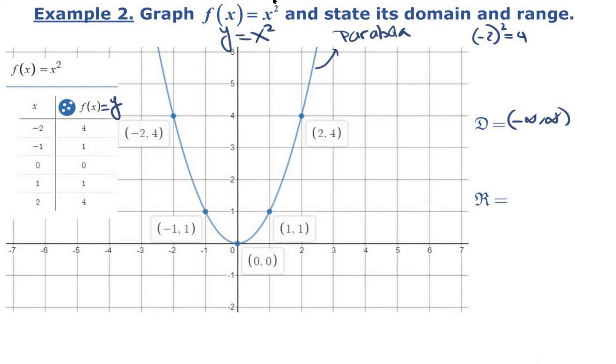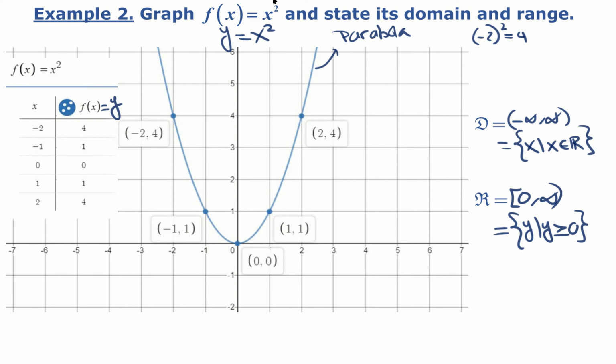But notice the same is not true about the range. We don't get outputs all across the y-axis, right? All our outputs or y-values for this graph are going to start here and go up, right? So we don't have any outputs down here, below the x-axis. So the range, or all the outputs of this function, is actually just going to be bracket 0 to infinity. And if you were to write that in set builder notation, that would be all y such that y is greater than or equal to 0. This one is, of course, the set of all x such that x belongs to R in set builder notation.